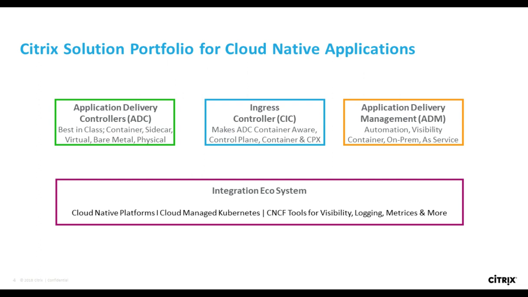And across these 3 building blocks, the common 4th building block is the integration ecosystem. 3 sub-areas there. One is the cloud-native platforms. If you are choosing that, like Red Hat OpenShift, cloud-managed Kubernetes. If you are considering to deploy these applications in public cloud using one of the 3 major ones, AWS, GCP, or Azure, we support all 3. And also your open source tools for visibility, logging, metrics, and much more.